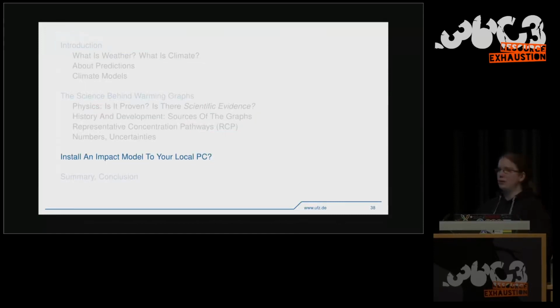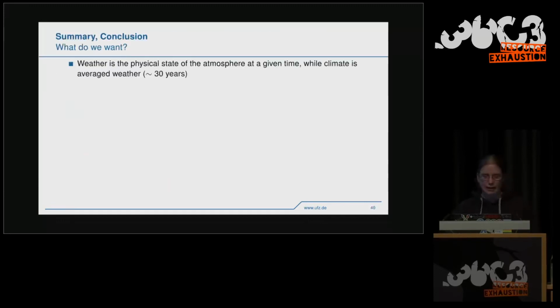So that was the main part about these three parts, and it is also the most important part. Now I could probably show you how you can install an impact model to your local PC, but probably I have maybe something like 3 minutes left, and we'll switch to the conclusion. Maybe if it's arising as a question, I can do it.